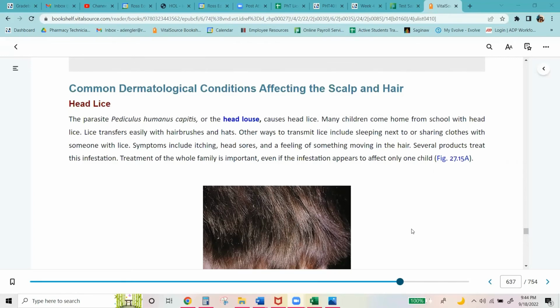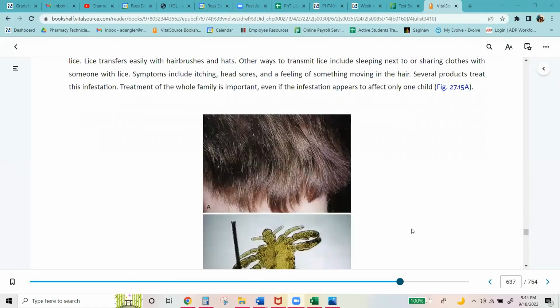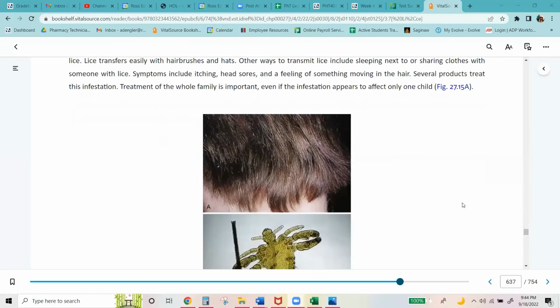Several products treat this infestation. Treatment of the whole family is important, even if the infestation appears to affect only one child. So yeah, it is very important that everybody in the household is treated, even if they don't have any lice on them. And also your house needs to be clean, like bedding needs to be washed, any stuffed animals need to be put away. So it's a whole process.